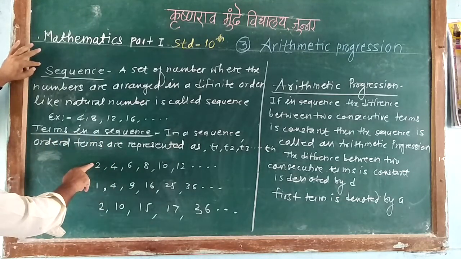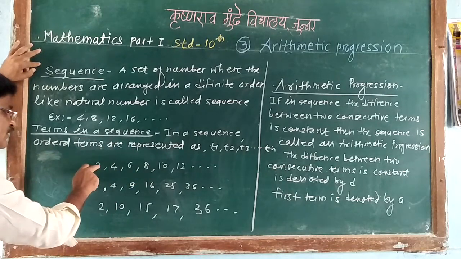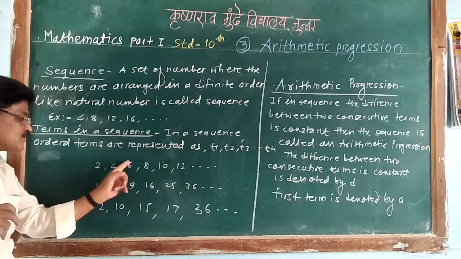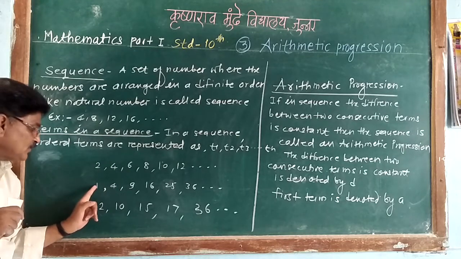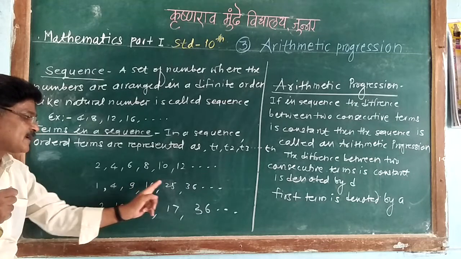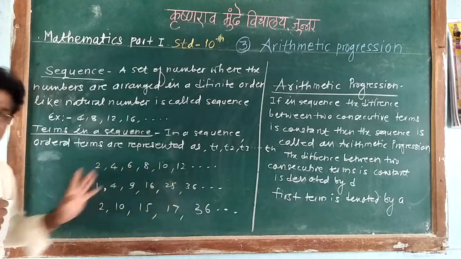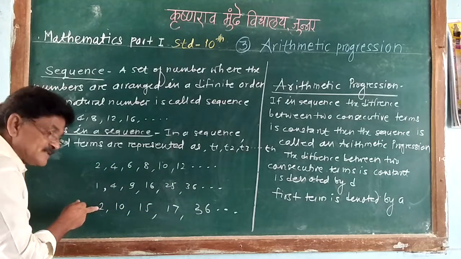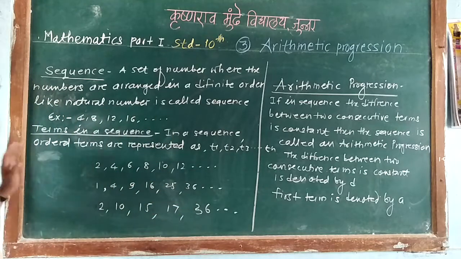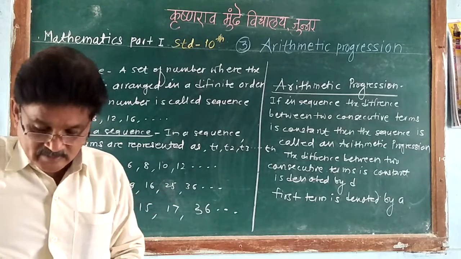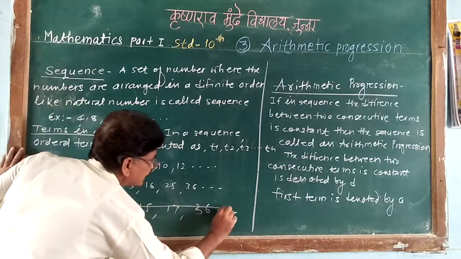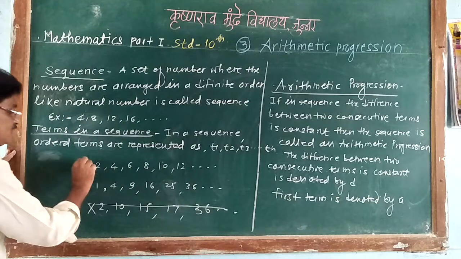In the first sequence there is a specific rule. 2 plus 2 that is 4, 4 plus 2, in this sequence. 1 square, 2 square, 3 square, 4 square, 5 square, 6 square, but in this example there is no rule. Therefore, this is not a sequence. This is the sequence.